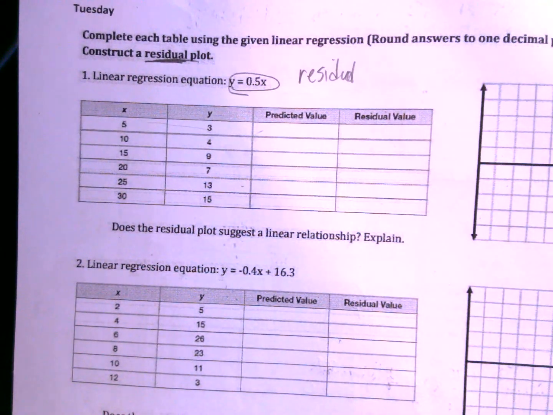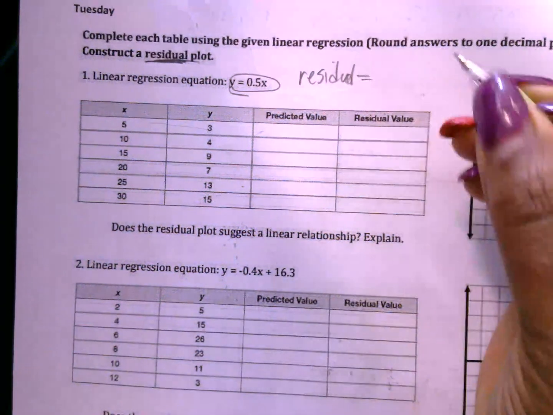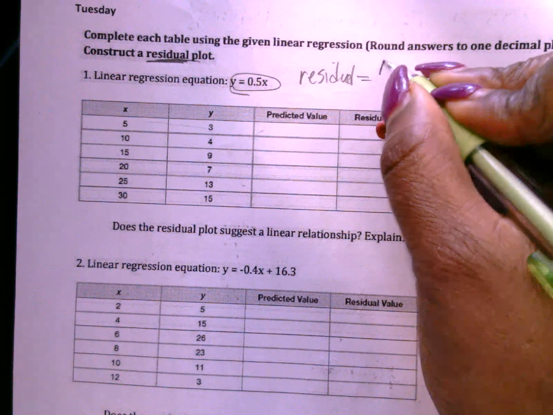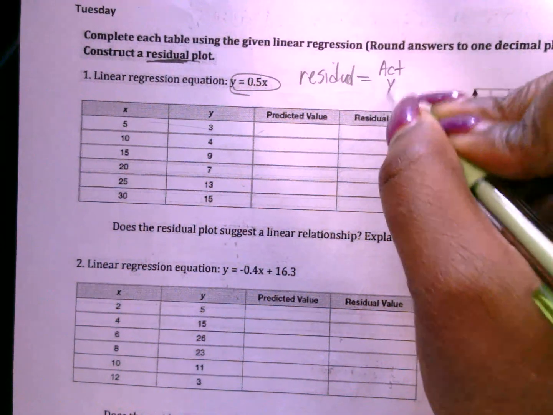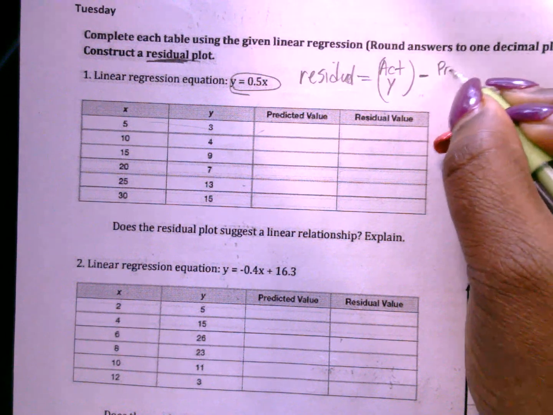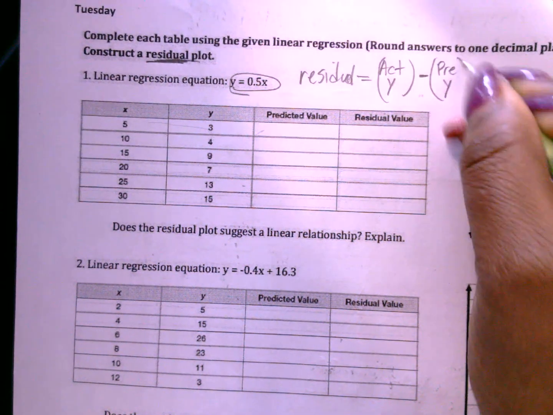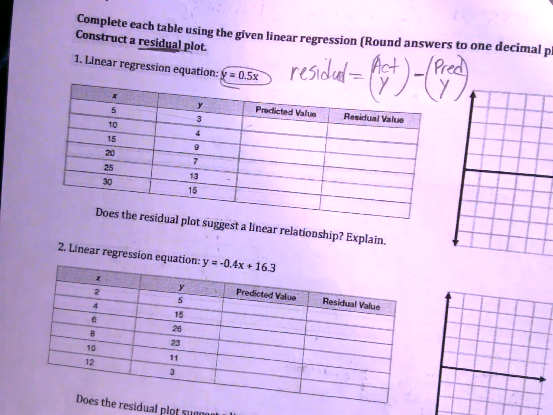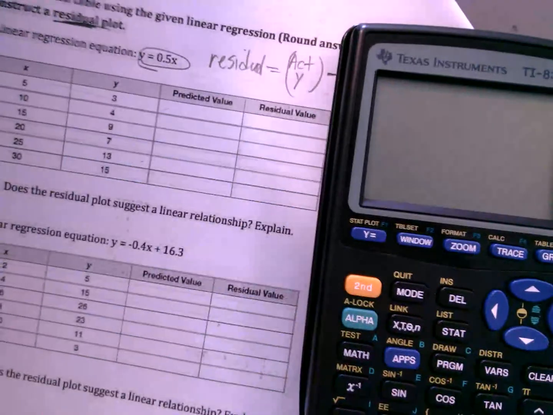So the formula for residual is your actual y value minus the predicted y. Those are the y values that are on the line. So actual y minus predicted y. That's residual. Okay, got it? All right, so this is how you do that.